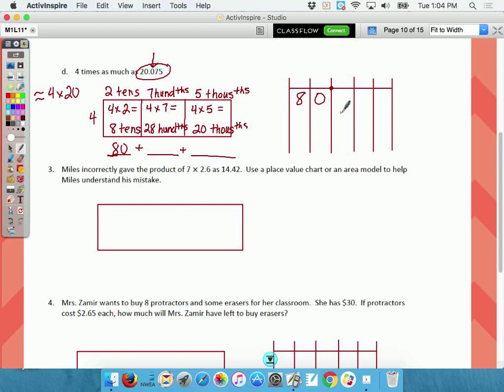Okay? So 28 hundredths. How do I write 28 hundredths? 0.28. Okay. And what about 20 thousandths? 0.020. So the last number I write is in the thousandths place, right? What can I cross off? The 0. Okay. So now that's really 20 thousandths, which is the same as 0.02. Now, you have to be very careful.